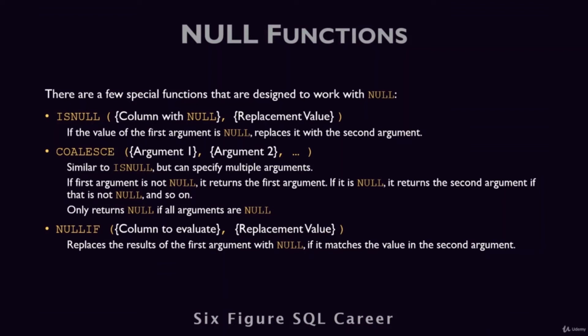There are a few special functions that are designed to work with null. The first is isNull. So in the isNull function, if the value of the first argument is null, it replaces it with the value of the second argument. Coalesce is similar to isNull, but you can specify multiple arguments. So if the first argument is not null, it returns the first argument. If it is null, it returns the second argument if that is also not null. However, if both of them are null, then it will return the third argument, and so on and so forth. Coalesce will only return a null if all the arguments passed in are null.